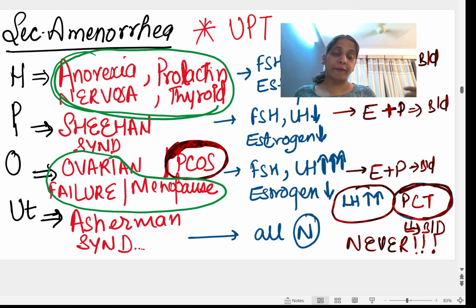Okay, early menarche, because the earlier the patient has menarche, the more the patient will ovulate. So there are more chances of epithelial ovarian cancer.